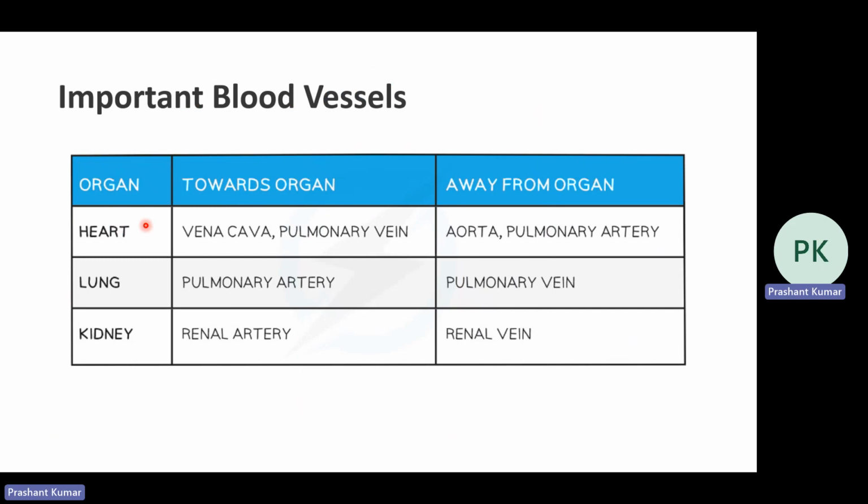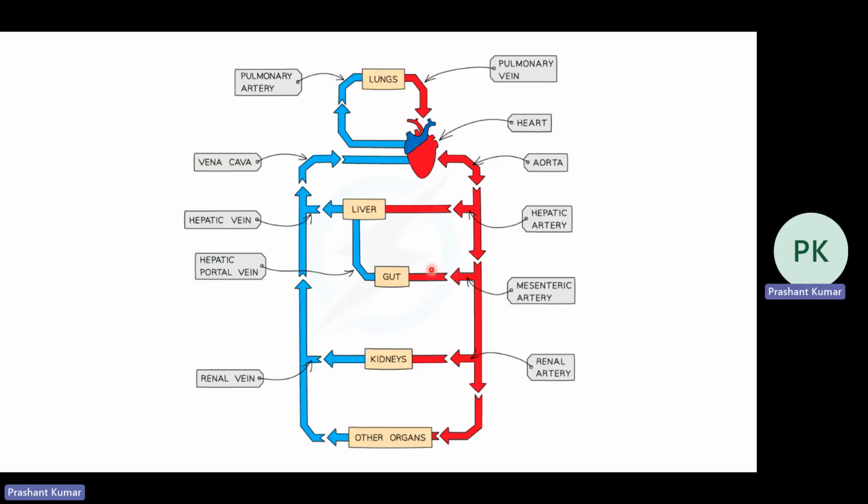Important blood vessels here: heart towards the organ, vena cava and pulmonary vein; away from the organ, aorta and pulmonary artery. Lungs: towards the organ is the pulmonary artery and the pulmonary vein is away from the organ. Kidney: towards the organ is the renal artery, away from the organ is the renal vein. So you have to remember at minimum these names in the circulation segment.